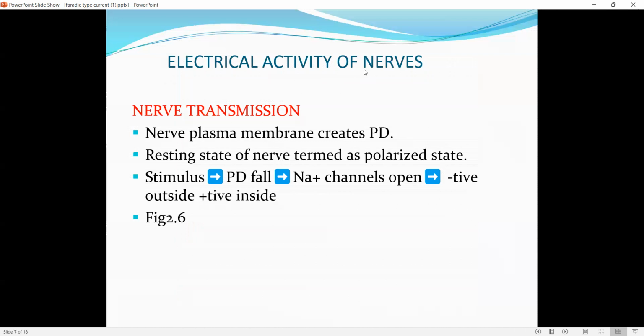Electrical activity of nerves. Nerve transmission. The nerve plasma membrane creates the resting state of nerves, termed the polarized state. With a stimulus, the potential difference falls, sodium channels open, and it becomes negative outside and positive inside.